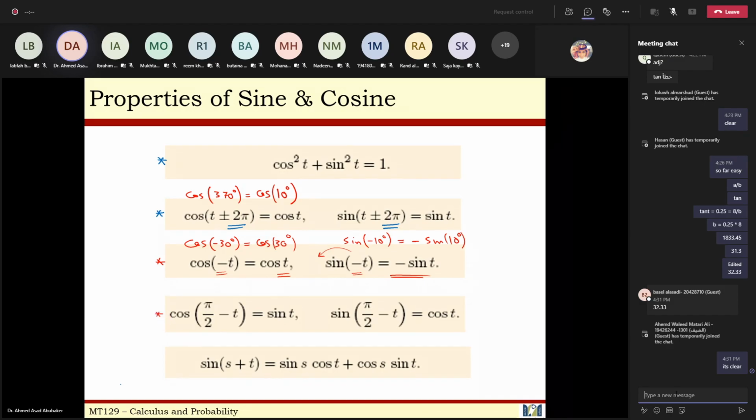Now, in this one, if we have cosine A equal sine B, the value A and B must equal 90 degree or pi over 2. If the two angles equal 90 degree, the sine of the first equals the cosine of the second. Now, if we need to distribute the sine on the first angle and the second, we put sine S cosine T and cosine S sine T, between them addition.